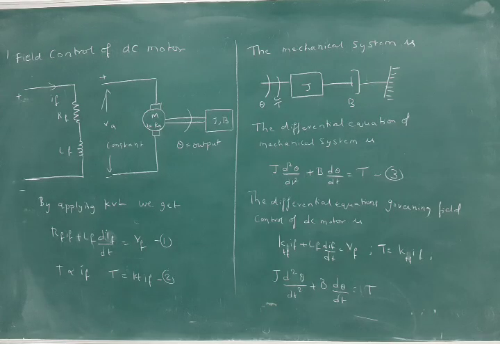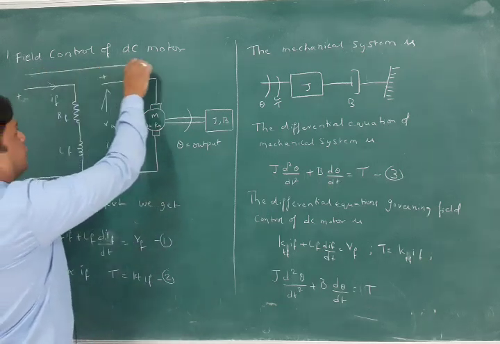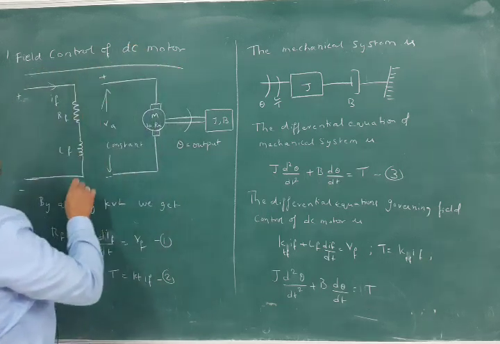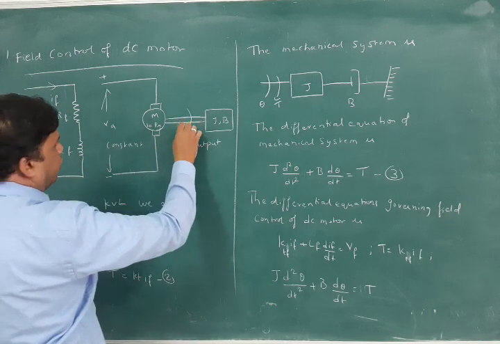We already told that there are two existing methods of speed control of a DC motor. Field control of a DC motor is also one of the existing methods. So we will see here the IF and RF circuit we are drawing, for the field control and armature control method, the circuit we are drawing here.